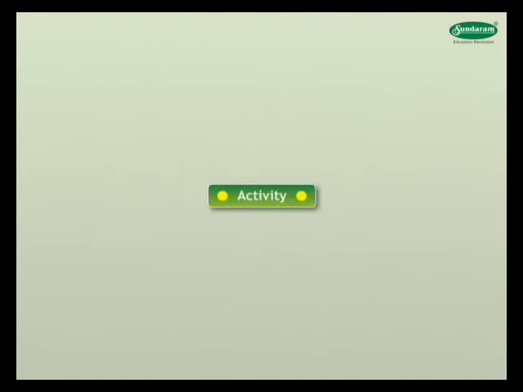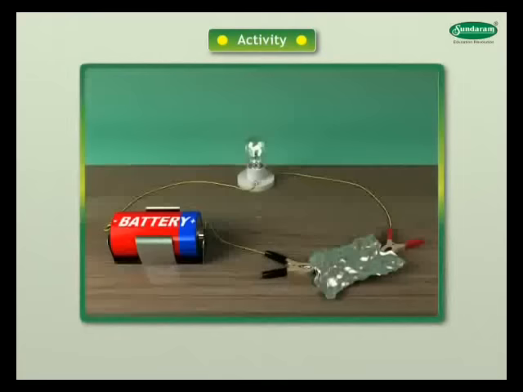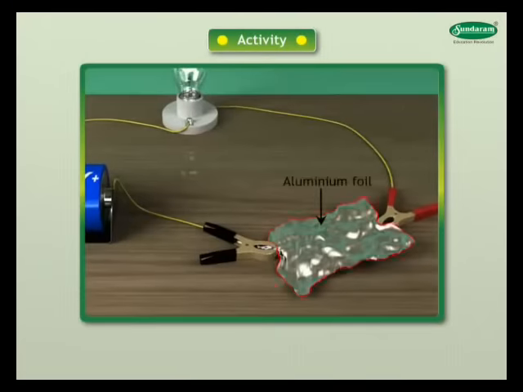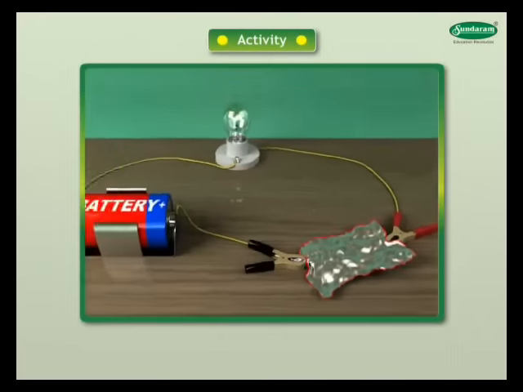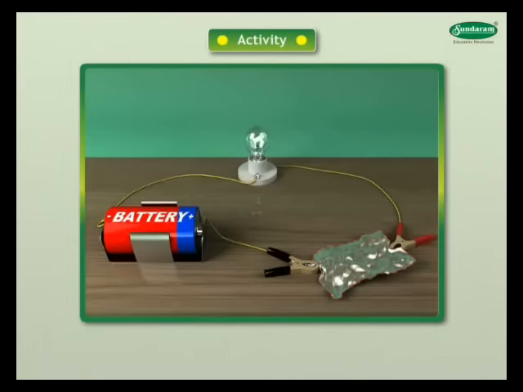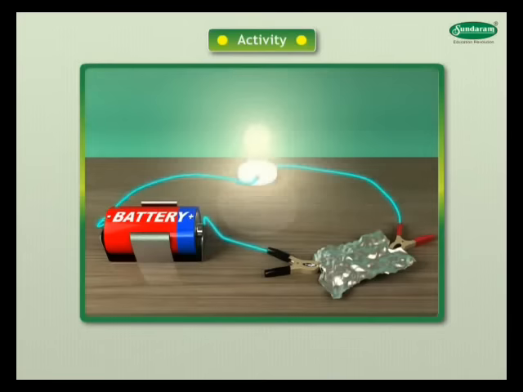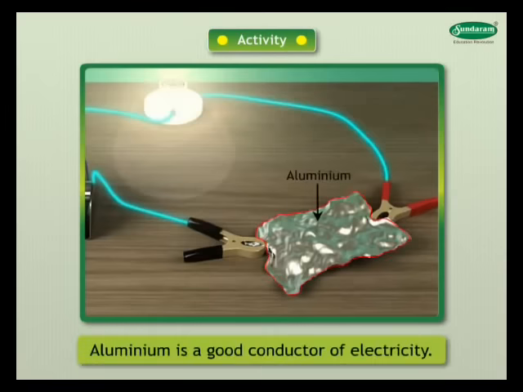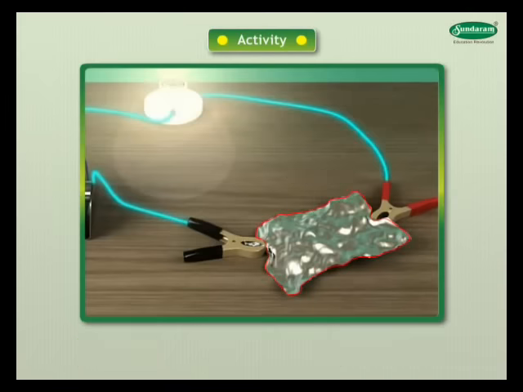Let us perform one activity before moving to the next property. Set up an electrical circuit as shown. Place the metal to be tested in the circuit between the terminals. Does the bulb glow? Yes. What does this indicate? It indicates that aluminium is a good conductor of electricity.